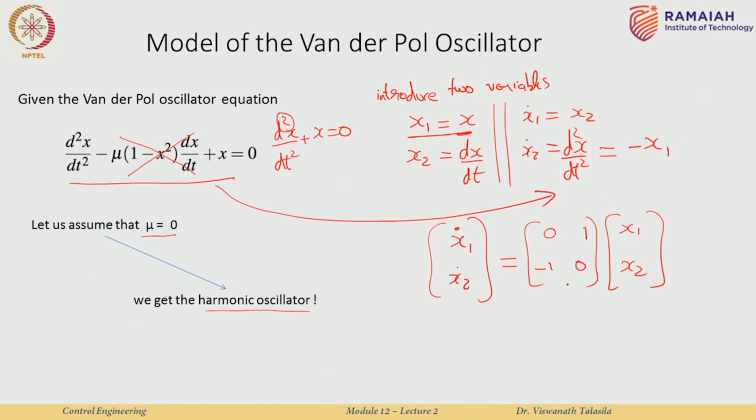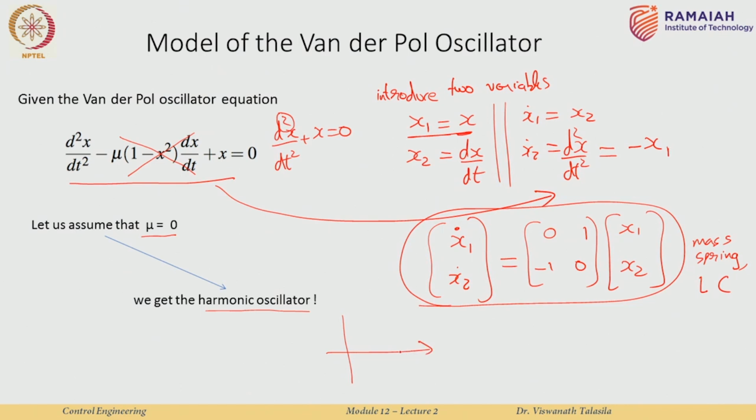So, if you actually do the modeling of a mass spring system, or if you do the modeling of an LC circuit, okay, so no resistance in the LC circuit, no damping in the mass spring system, you will actually get exactly the state space equations. And it is very easy to show that the behavior of the state space system is an oscillatory behavior. So, if you plot any one of the states as a function of time, you will actually get a perfectly oscillatory behavior, alright.